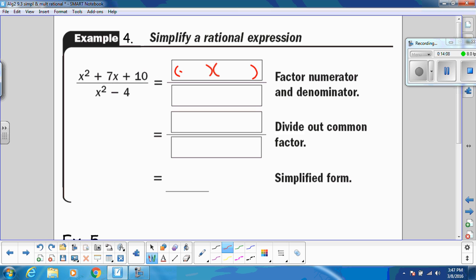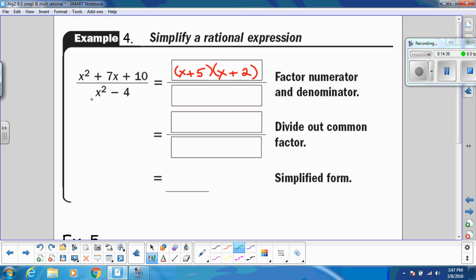Remember, in each of these expressions, they start with x, and these numbers have to multiply to give us the 10. The 2 numbers multiply to give us the c value and add to give us the b value. So that's going to be 5 times 2 gives us 10, and 5 plus 2 gives us 7. So that's how we factor the numerator. And the denominator.